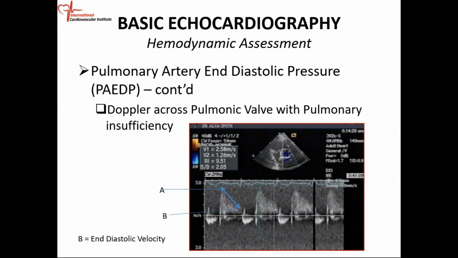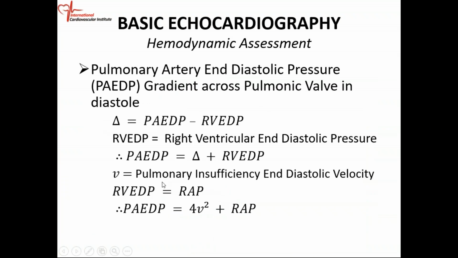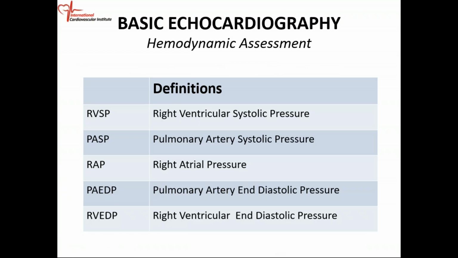Then you plug that in your equation. Remember, gradient is equal to 4v squared using the modified Bernoulli equation. You always have to remember that. The gradient is equal to the diastolic pressure in the pulmonary artery minus the diastolic pressure in the right ventricle. The gradient is equal to 4v squared. So when you plug all of that in and rearrange the equation, your pulmonary artery end diastolic pressure is equal to 4v squared plus right atrial pressure. Again, you have to follow that.